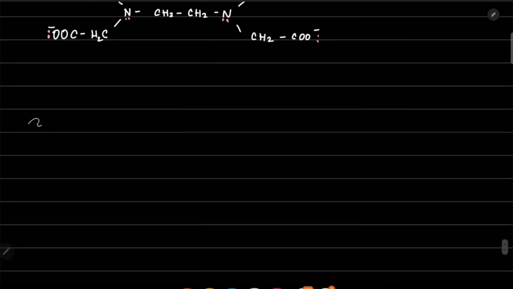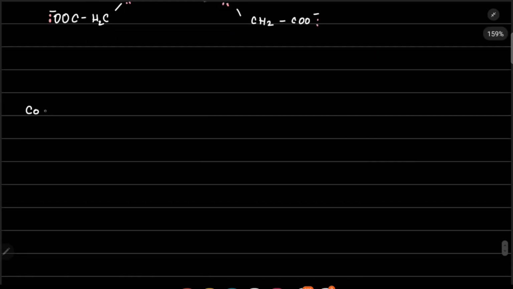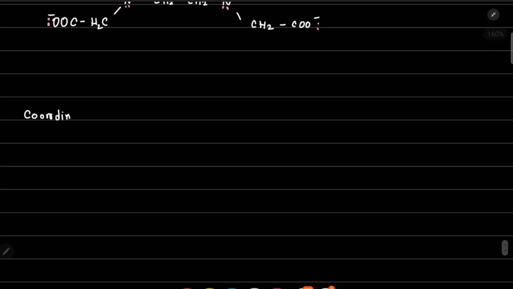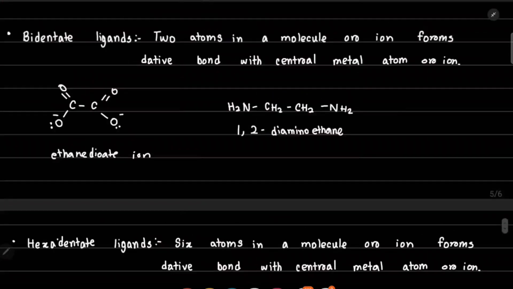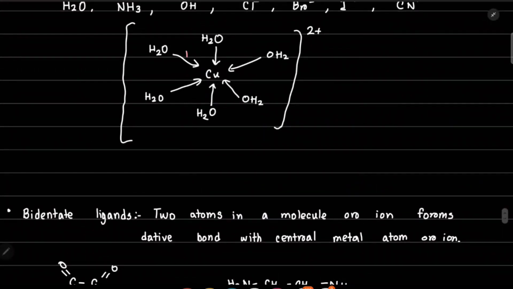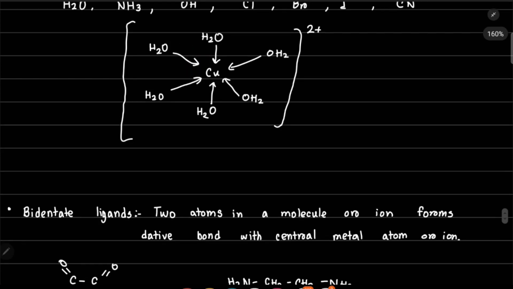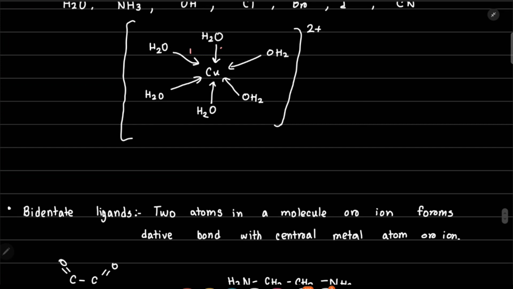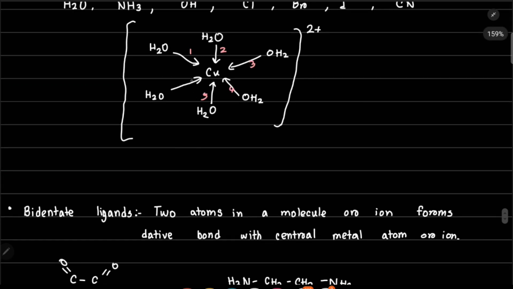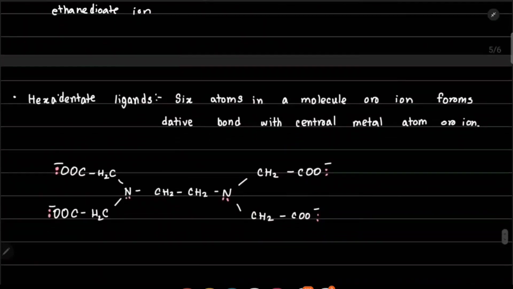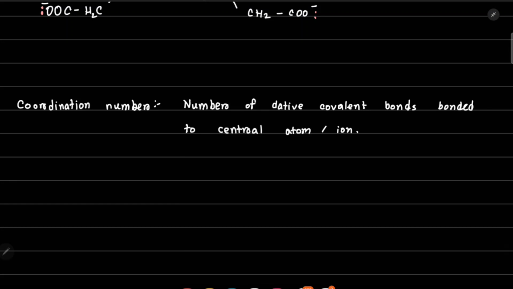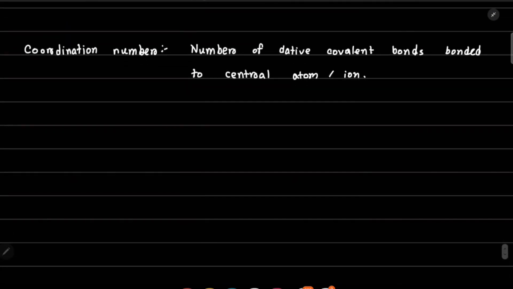Now there is another concept we need to learn about, which is the coordination number. The coordination number is basically the number of covalent bonds or dative covalent bonds formed with the central metal ion. In this case, the coordination number is the number of dative covalent bonds with the central metal ion. We have to count that, so it's 1 2 3 4 5 6. So the coordination number of copper over here is 6. So it's the number of dative covalent bonds bonded to the central atom or ion.